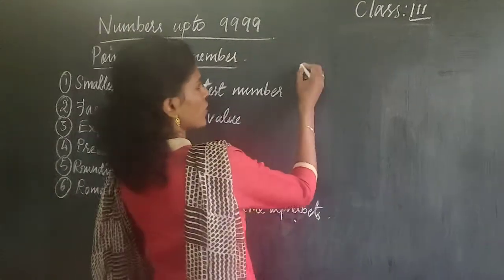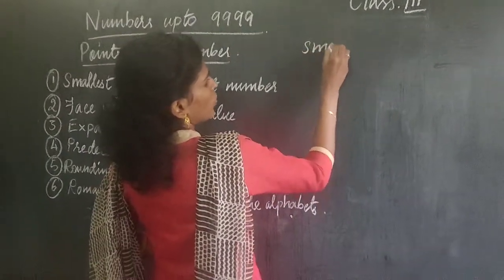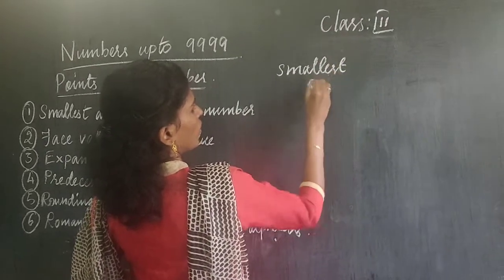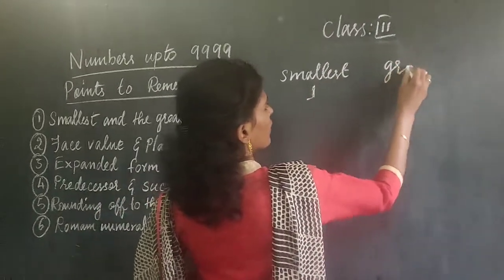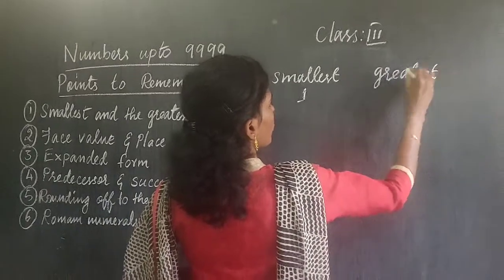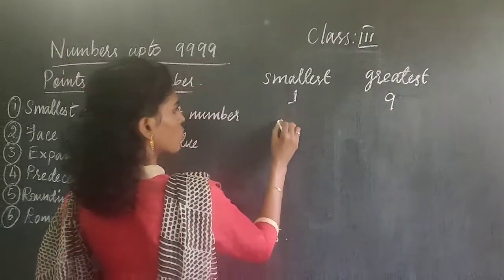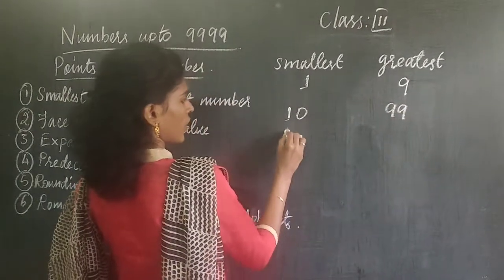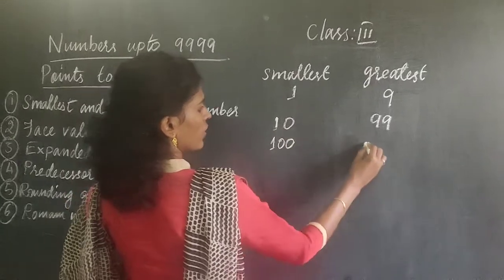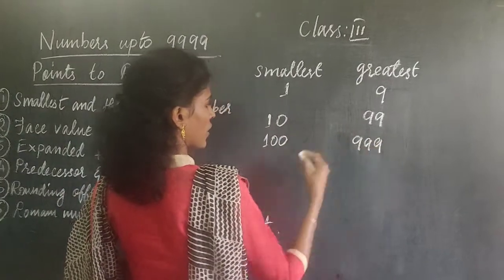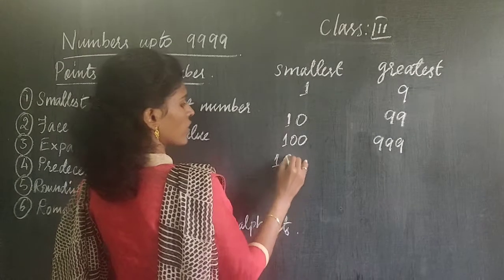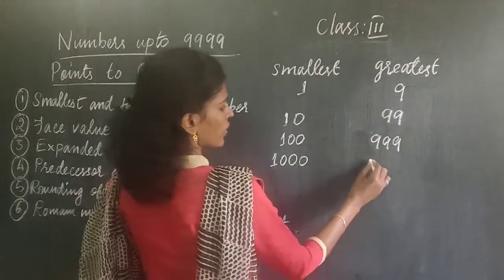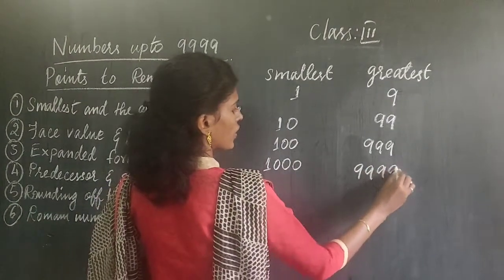The smallest one digit number is 1, and the greatest one digit number is 9. The smallest 2 digit number is 10. The greatest 2 digit number is 99, and the smallest 3 digit number is 100. The greatest 3 digit number is 999. The smallest 4 digit number is 1000, and the greatest 4 digit number is 9999. So you are learning the numbers up to 9999.